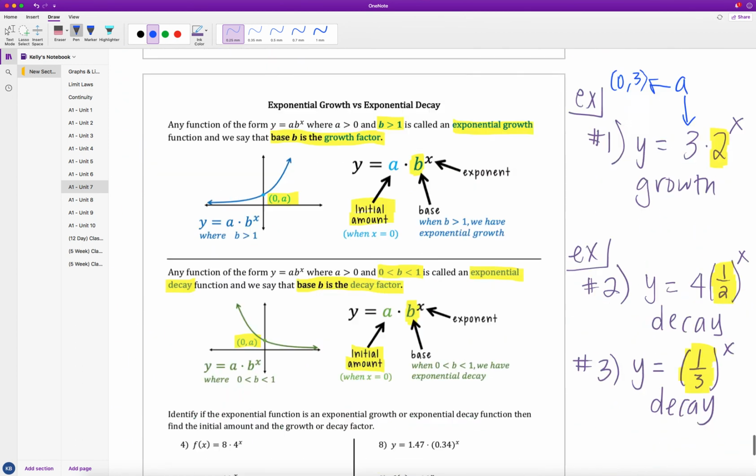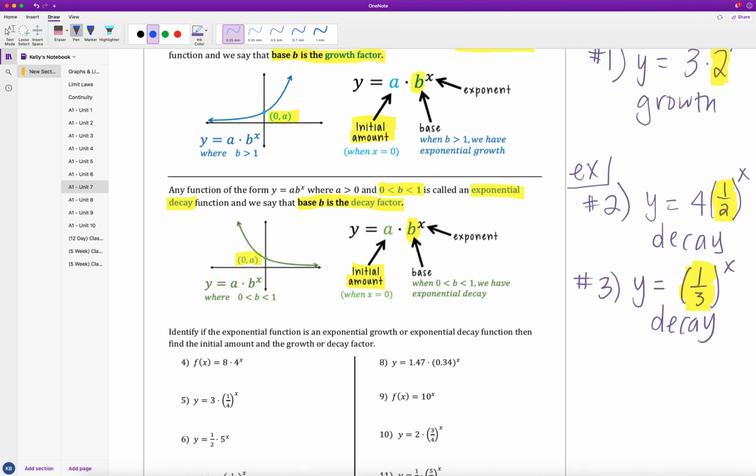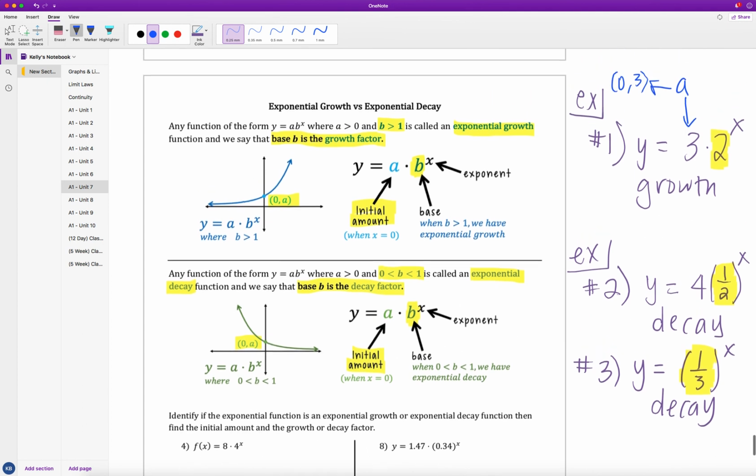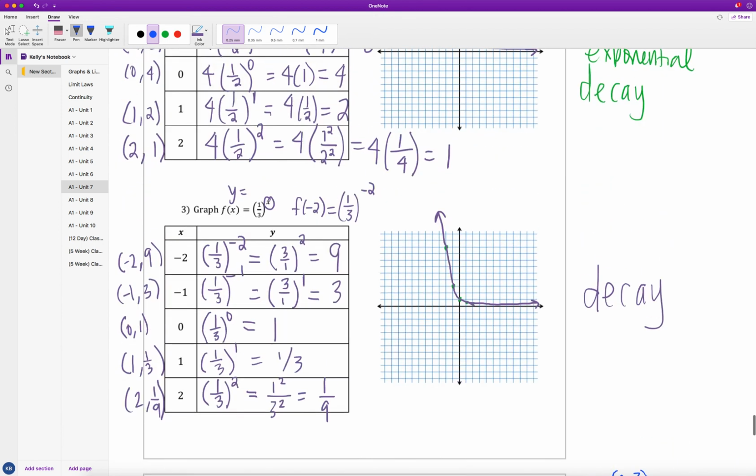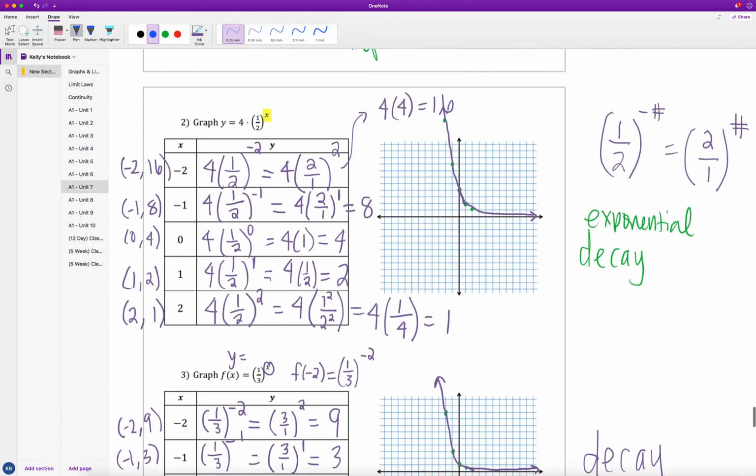That also happened on example 2 with our a value being equal to 4. So here our a value is 4, so our initial amount is 4, and that gave us a y-intercept of (0, 4). If we double check that with our graph up here, yes, (0, 4).